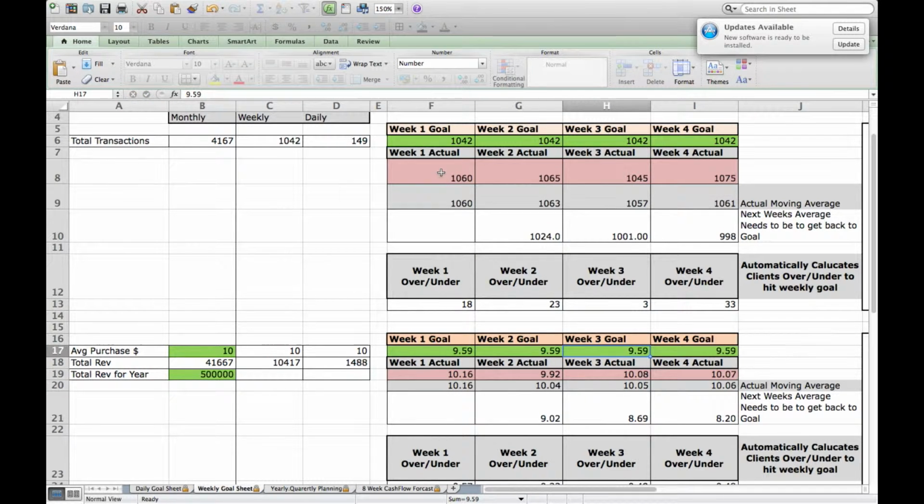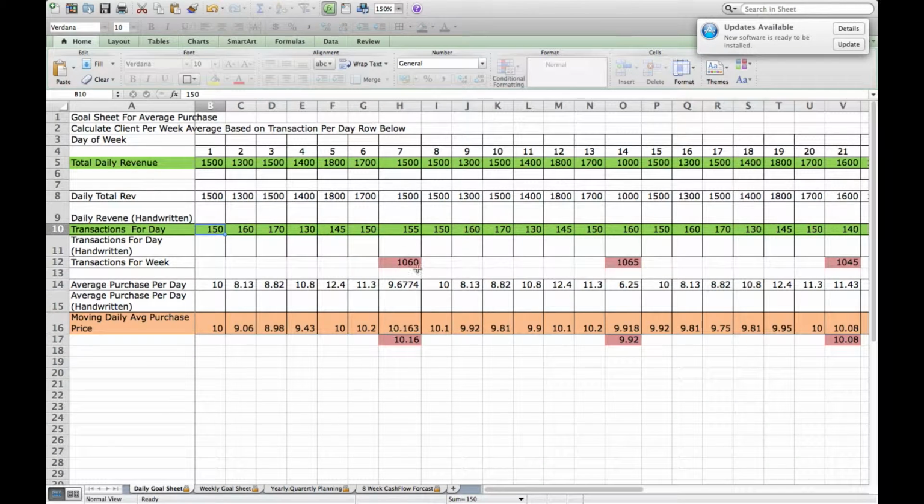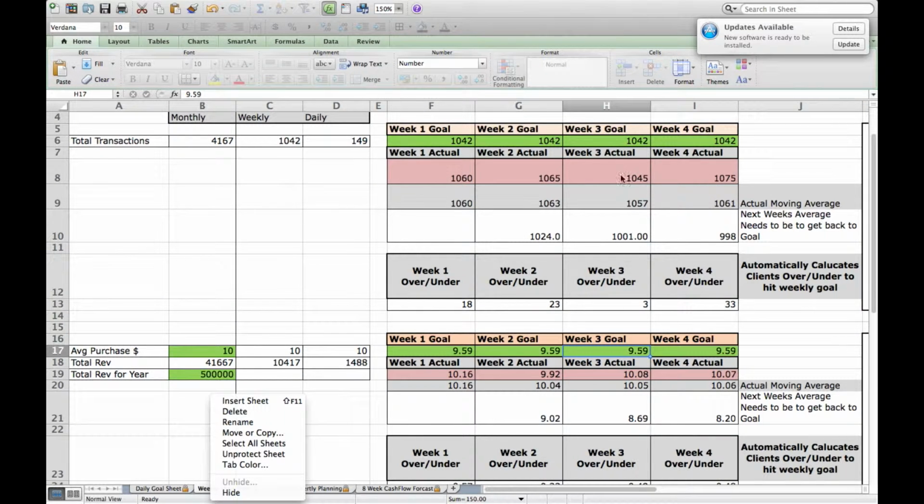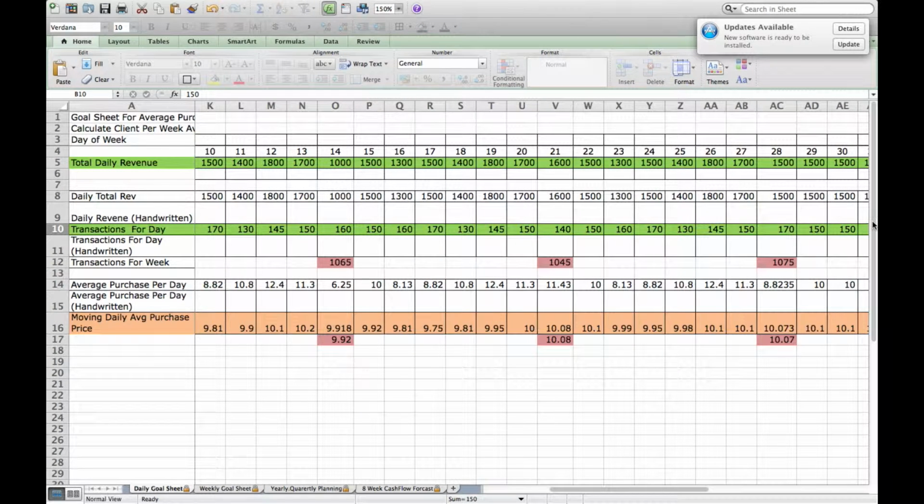So again, we had week 1, 1,060 transactions, week 2, 1,065. So if we go over to our daily goal sheet, we can see, again, week 1, 1,060, week 2, 1,065, week 3, 1,045. See week 3, 1,045, so we go back to our weekly goal sheet, 1,045. Week 4, 1,075. You can see that right here. So if we go to our daily goal sheet, we can see 1,075 for week 4. Okay.